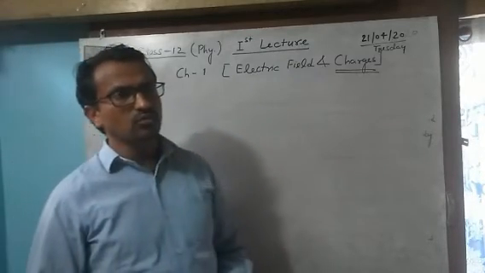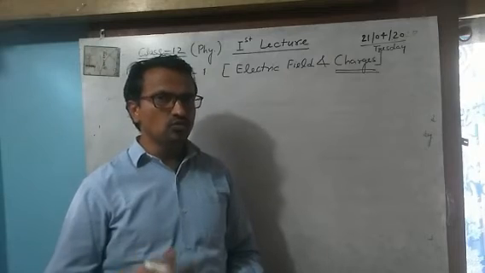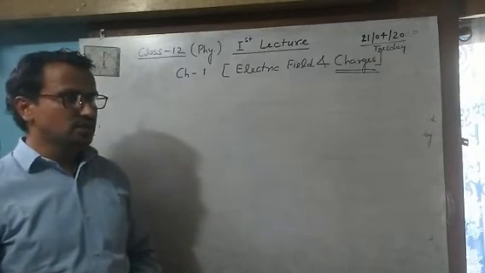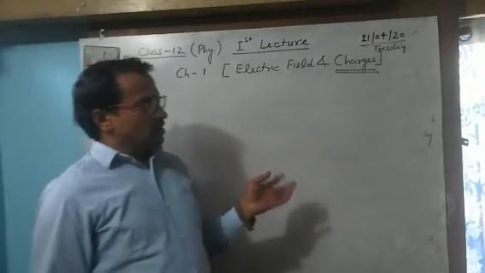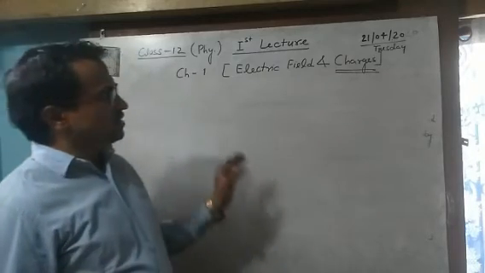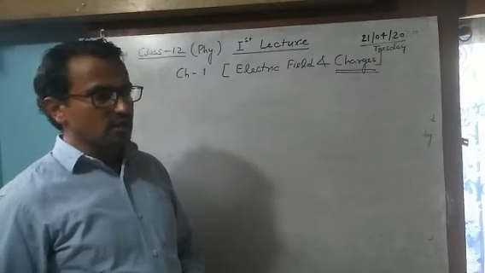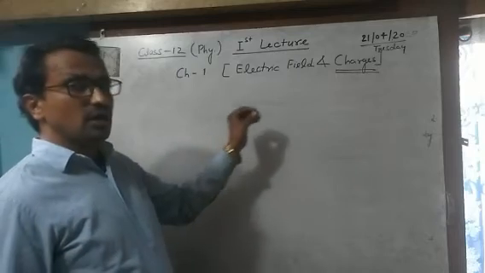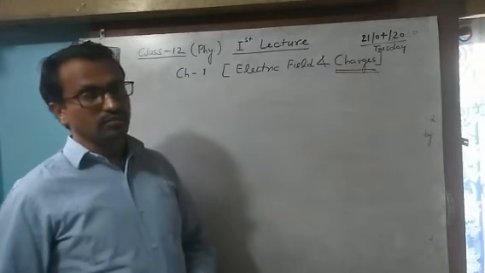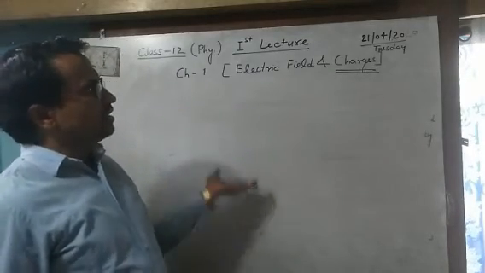Conductor is one which allows electricity to flow in an easy way, that one is conductor. Insulator is one which cannot allow electricity to pass through it, that one is insulator.